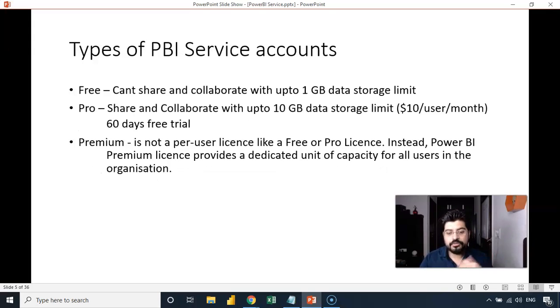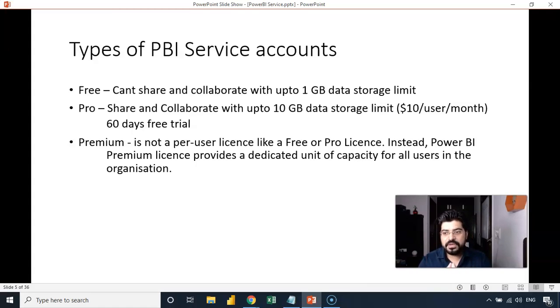Now let's see what all accounts we have in Power BI. When you try to search this over the internet, you will find a lot of things about it. I just kept them very simple at this point of time because I don't want you to get confused and overwhelmed with a lot of information. So let's just keep it very simple. Majorly, there are only three types of accounts, which is free, which maybe you are using so far, and then we have the pro license and the premium license.